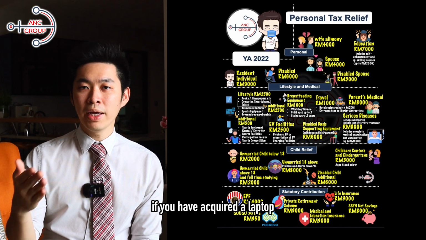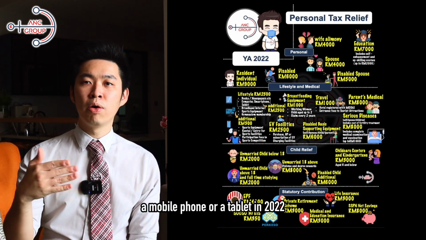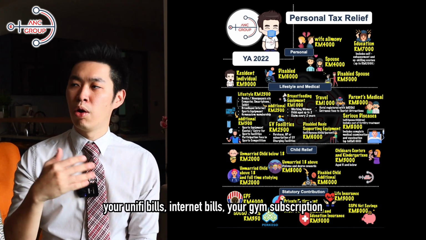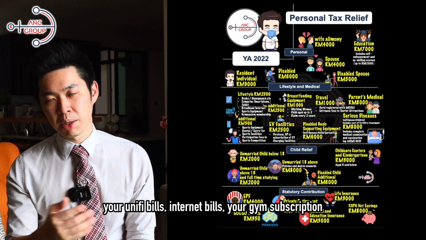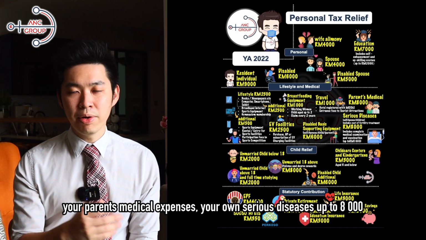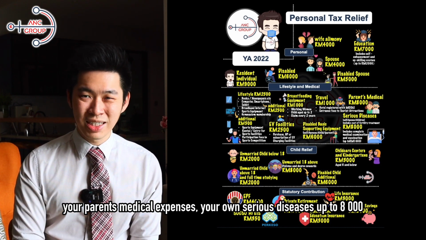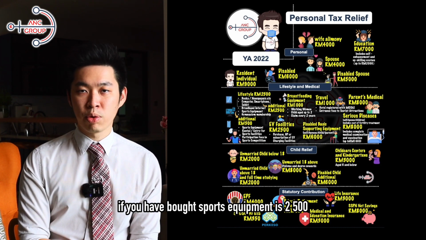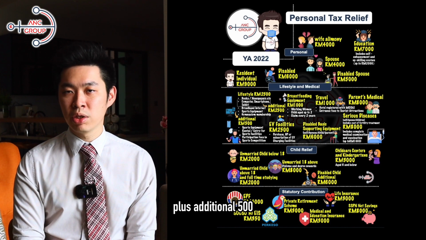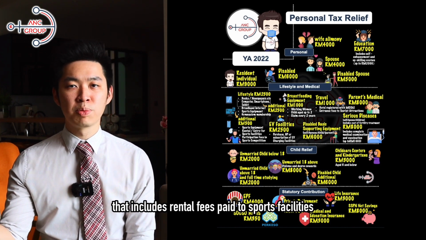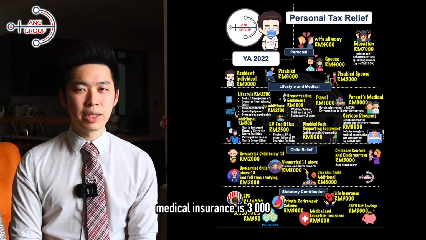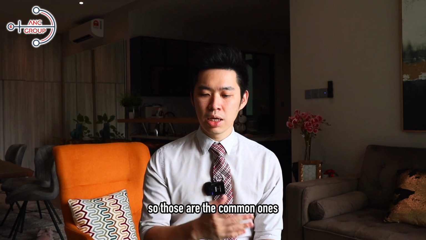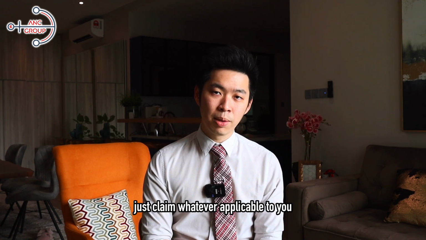If you have acquired a laptop, a mobile phone, or a tablet in 2022, you can claim all the way up to 5,000, 2,500 plus 2,500. Your Unifi bills, internet bills, your gym subscription, all those are claimable. Your parents' medical expenses, your own serious diseases, up to 8,000. Your medical checkup, up to 1,000. If you have bought sports equipment, it's 2,500 plus additional 500. That includes rental fees paid to sports facilities. Medical insurance is 3,000, life insurance is 3,000, EPF is 4,000. So those are the common ones. Just go through them and claim whatever is applicable to you.